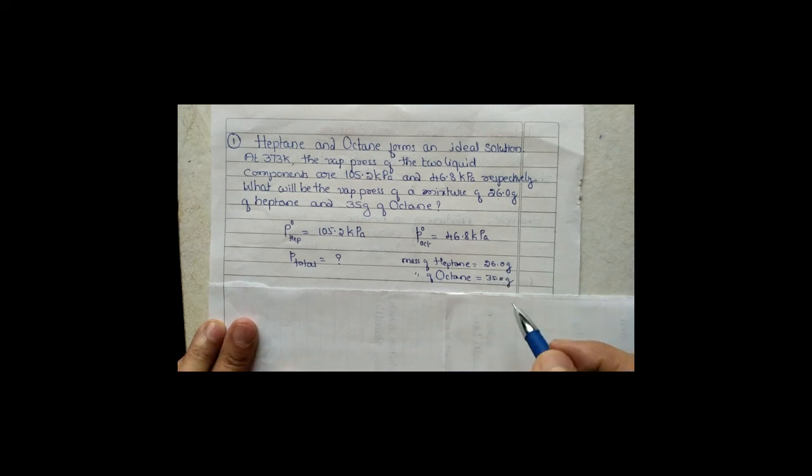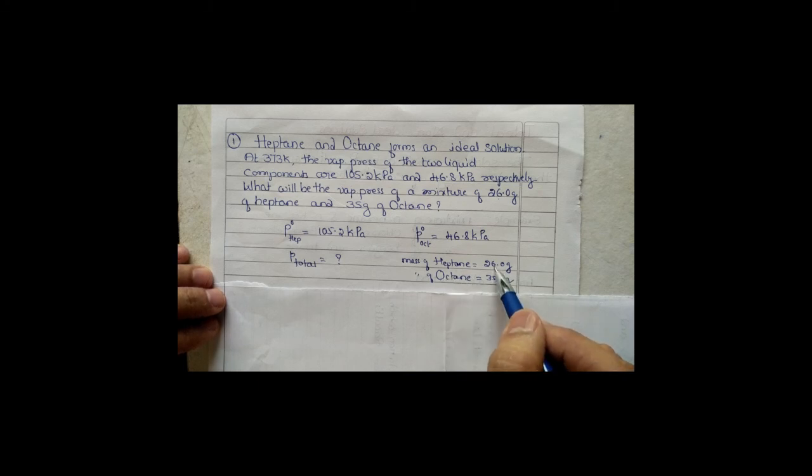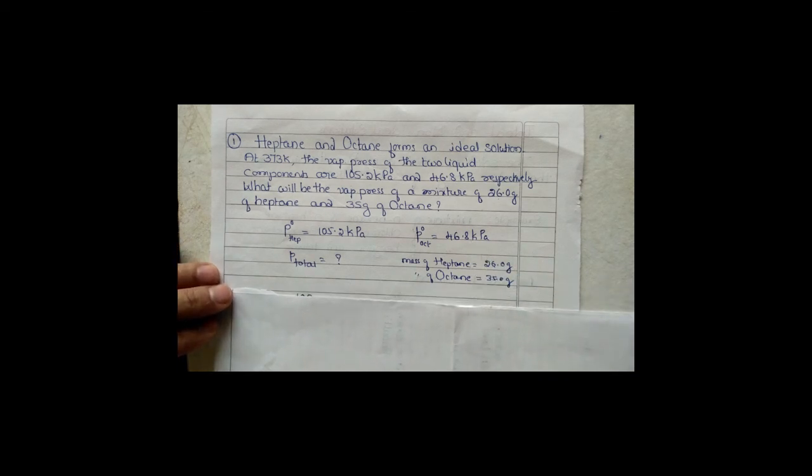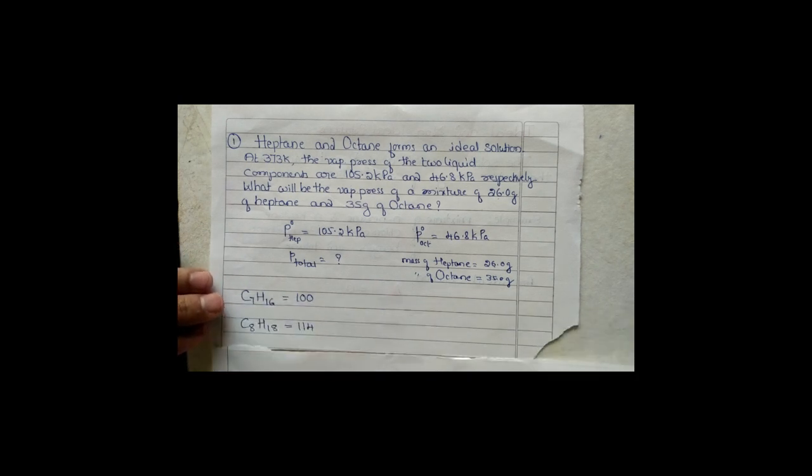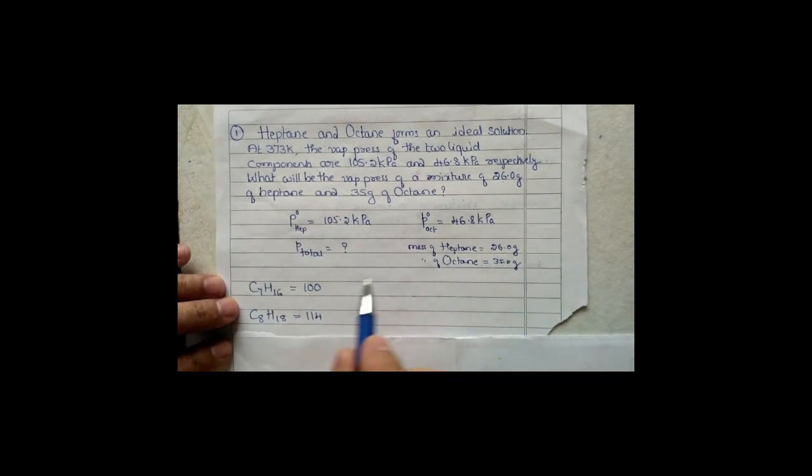Okay, so the mass is given, and you can calculate the molar mass. You should know the formulas of heptane and octane. They are alkanes: hept means 7 carbon and oct means 8. So we can calculate the molar mass. Once you know the molar mass and the mass is given, mass divided by molar mass gives you the number of moles. From that we can calculate the mole fraction. The molar mass of heptane, C7H16, is 100, and that of octane is 114.